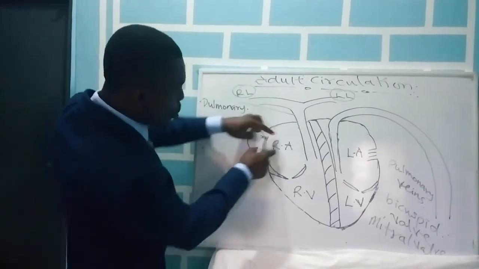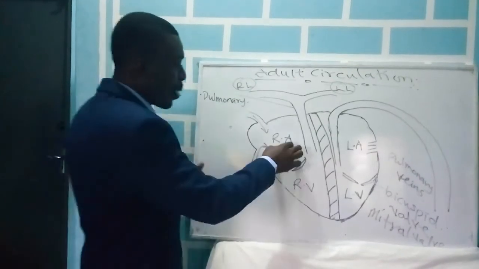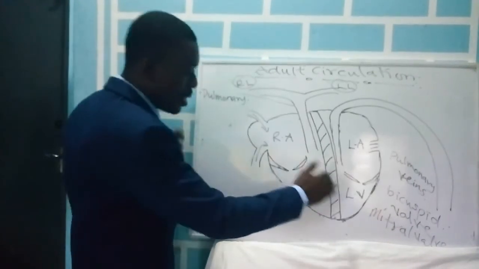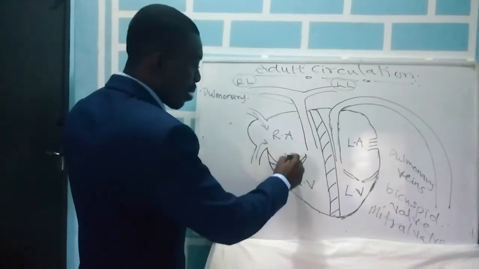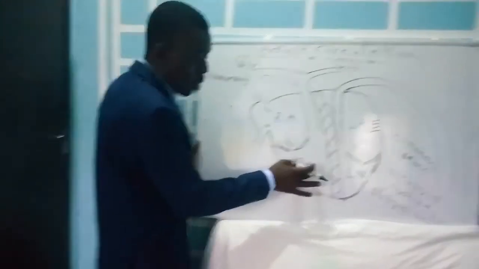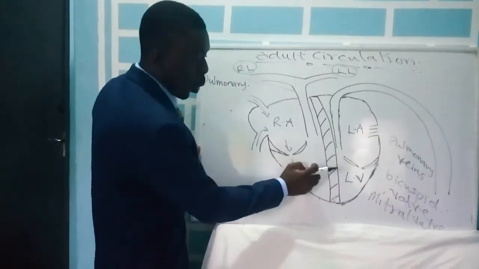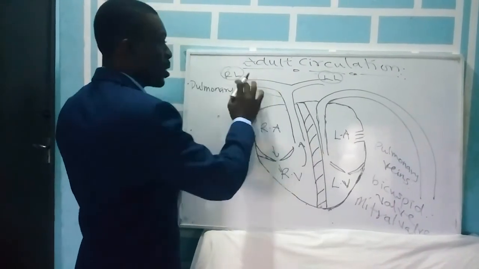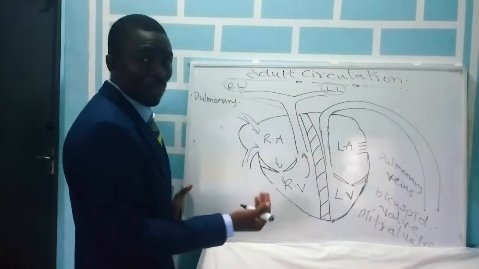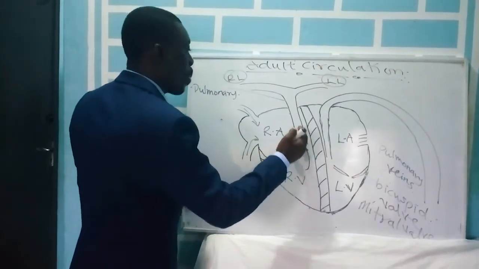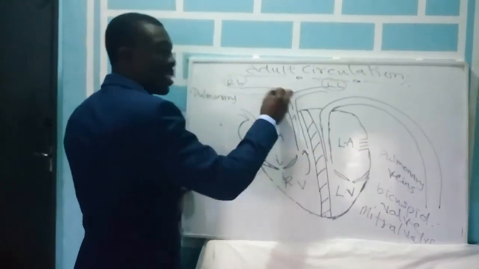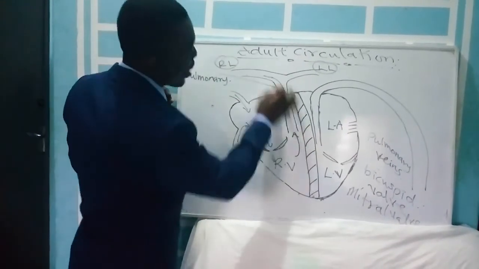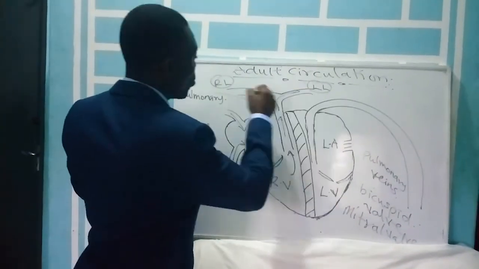From here, you see that the two arrows are going into the right atrium. Then the right atrium contracts. When the right atrium contracts, the tricuspid valve does what? Opens up. Then when it opens up, the deoxygenated blood passes through it into the right ventricle. Then the right ventricle will also contract. When the right ventricle contracts, the blood passes through the pulmonary artery. There is a valve here known as the pulmonic valve. So it opens up, then it passes through the pulmonary artery. From the pulmonary artery, it goes into the lungs for it to be oxygenated.